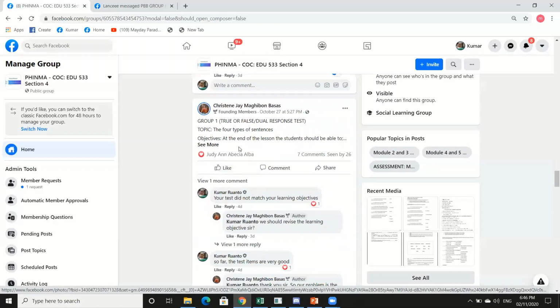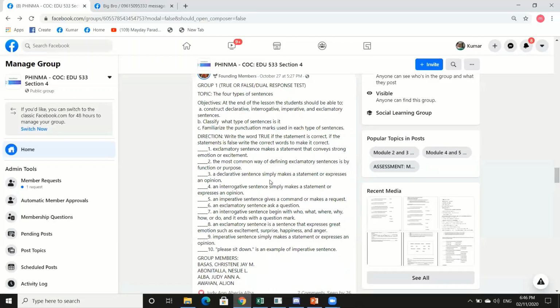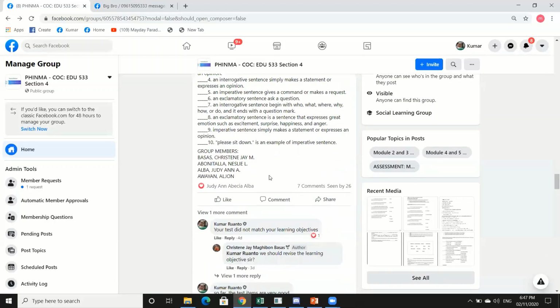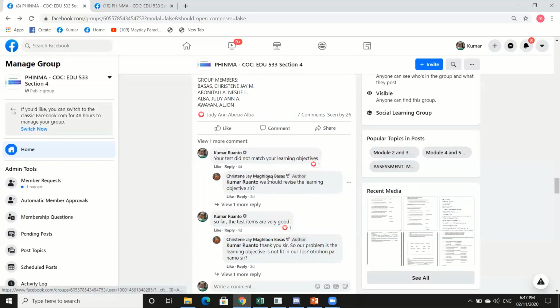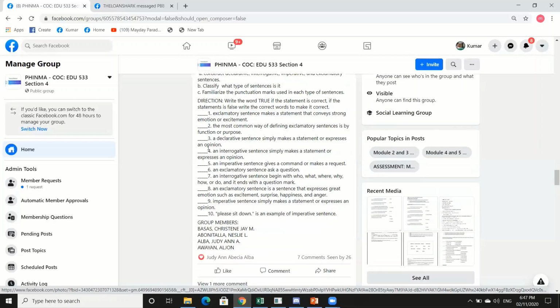Let's have this one. A true or false test. Okay, do not use this one. Familiarize. Okay, that is not measurable. Okay, that is not measurable, those objectives. So here, I can say the test items here are very good, no? Only that one. Okay, you should follow correct syntax. Okay, capitalize the first letter of the sentence. Okay.